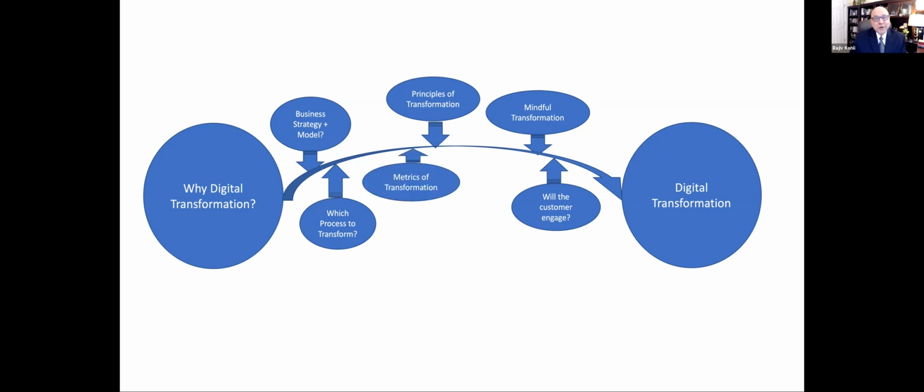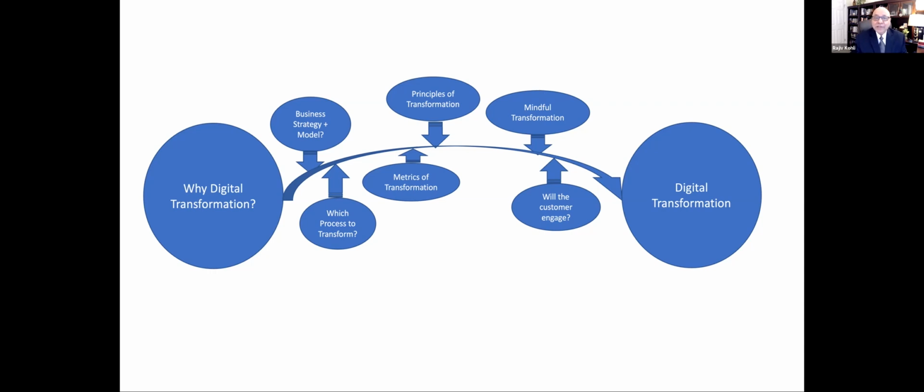The metrics of transformation. How do we know whether we are succeeding? We need to think about, how will we measure the effectiveness of digital transformation? What is it that's important to us? And that ties back to the business strategy and the business model and our ideas that we started with of which process to transform. So if we follow these steps, we will arrive at digital transformation in a very balanced way, in a way that creates value for the customers and for ourselves.